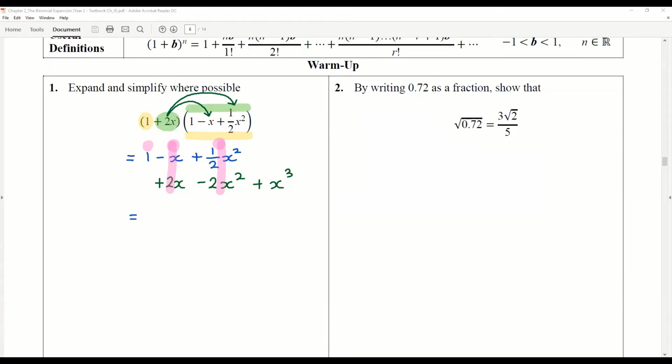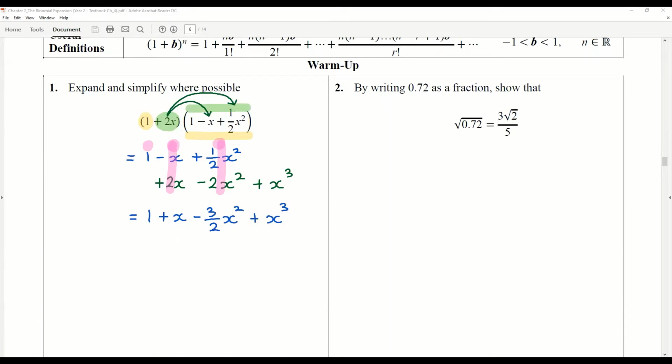we'll get 1 minus x plus 2x is plus x. Plus 1/2 subtract 2, it's going to be negative 3/2 x squared, and then plus the x cubed that's left over. So it's just a little strategy for doing that, okay? You can do it whatever way you like, but I think that works rather well.